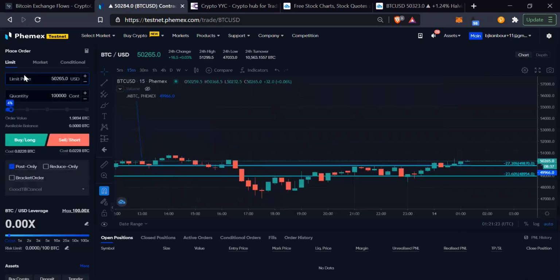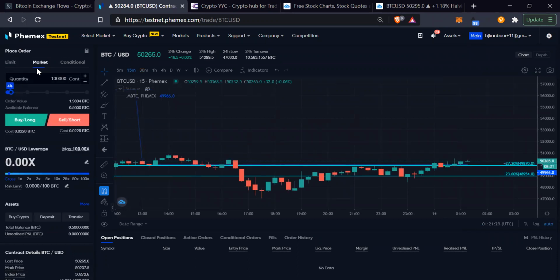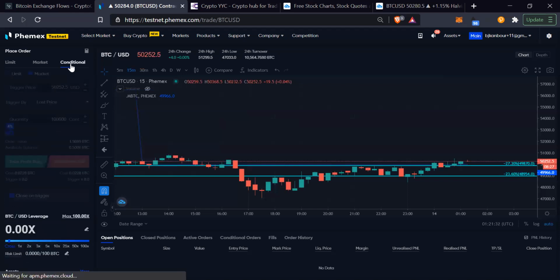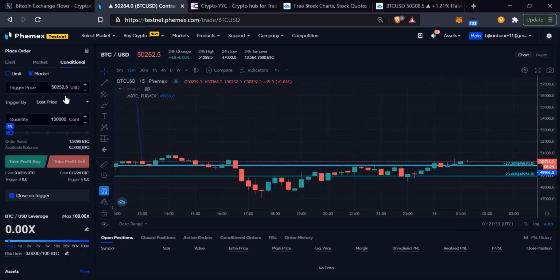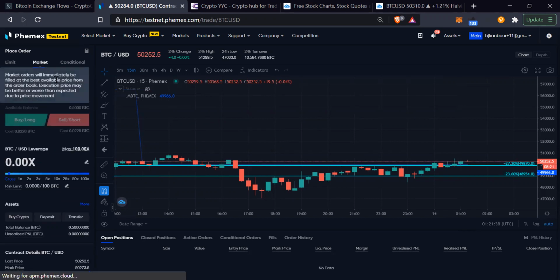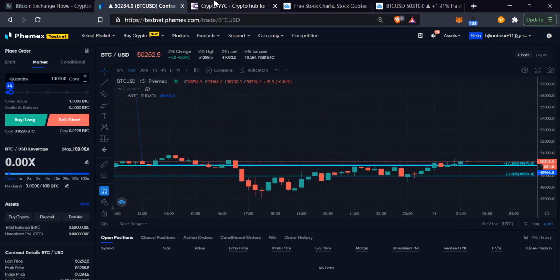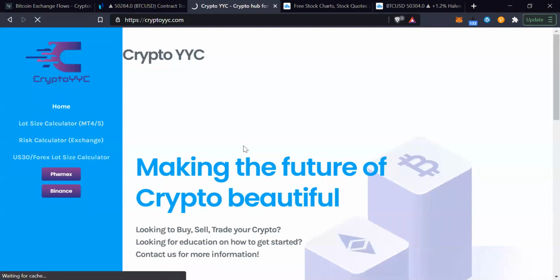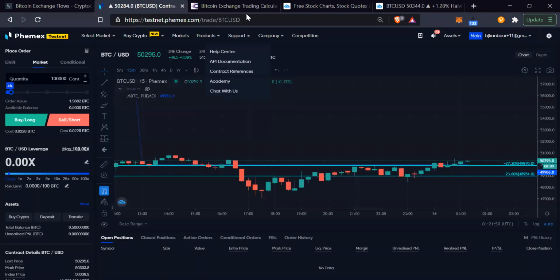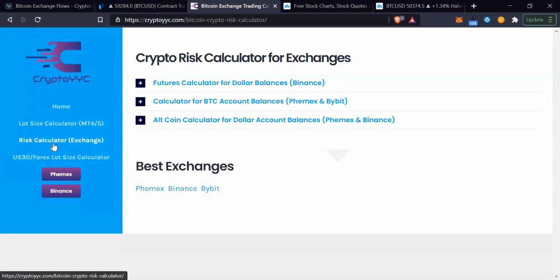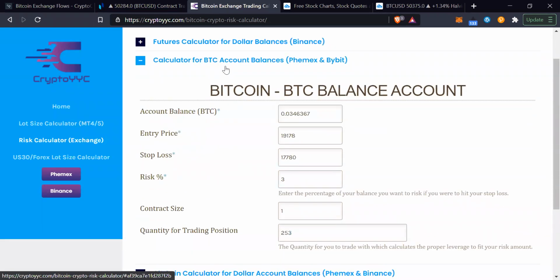If you wanted to enter a limit order, you would use the limit order tab right here. I'm always using market orders, the middle tab here. And then the conditional orders we're going to use for our take profits. So let's start off on the market tab. If you guys have a calculator, you can use that. I created this one for all of you guys to use. It's just crypto YYC, and then we click the risk calculator here. On Phemex, we can use this calculator for BTC trades, and then this third one here for trading any of the altcoins. So I'll go over BTC first.